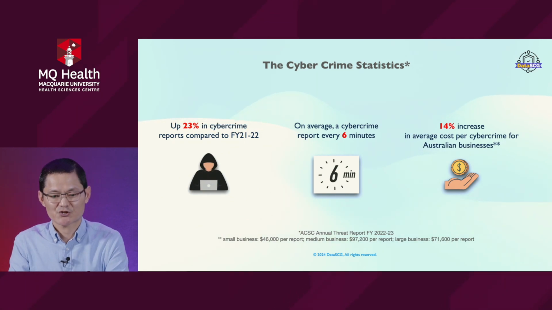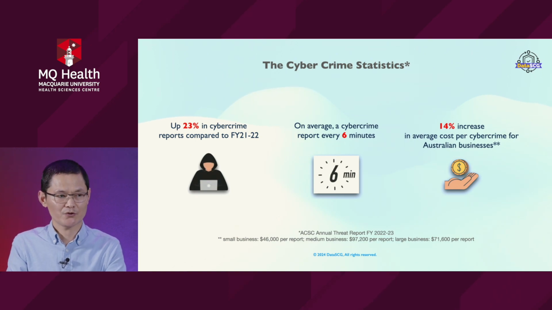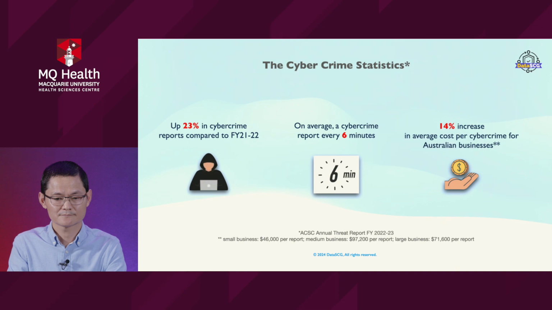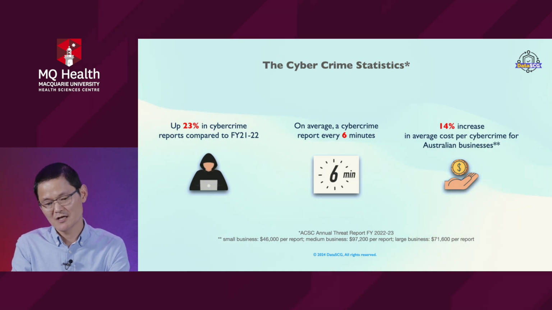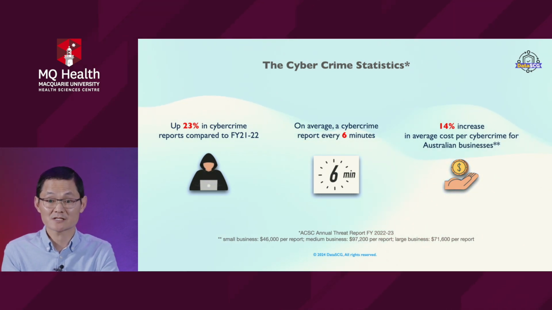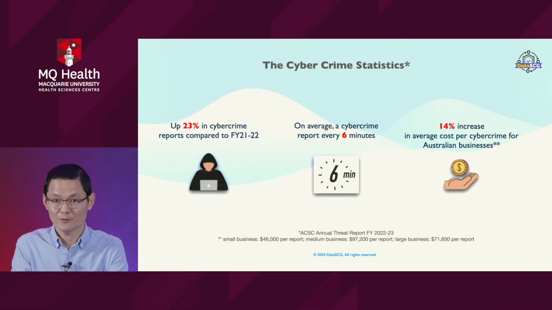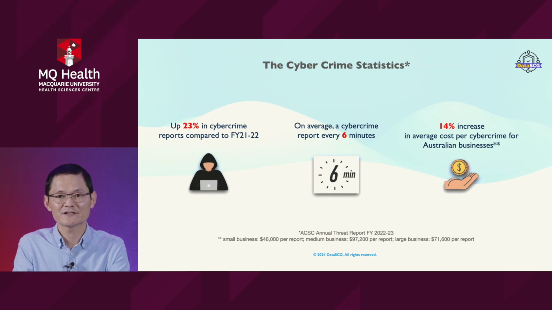According to the Australian Cyber Security Centre Annual Report for the 2022-23 financial year, there was a 23% increase in cybercrime reports compared to the 21-22 financial year. On average, there is a cybercrime report every 6 minutes, and there is a 14% increase in the average cost per cybercrime reported for Australian business. It's $46,000 per report for a small business, $97,000 per report for a medium-sized business, and over $71,000 for a large business.